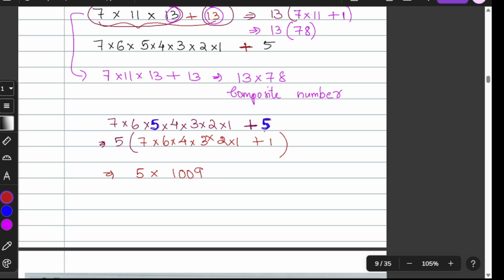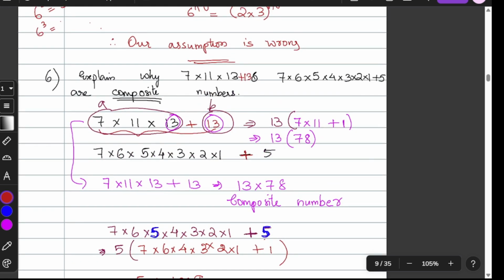Now look, here also, this is not a prime number, because why? It has more than 2 factors. So this is also going to be a composite number, right? So both the numbers are composite, we proved it, right?